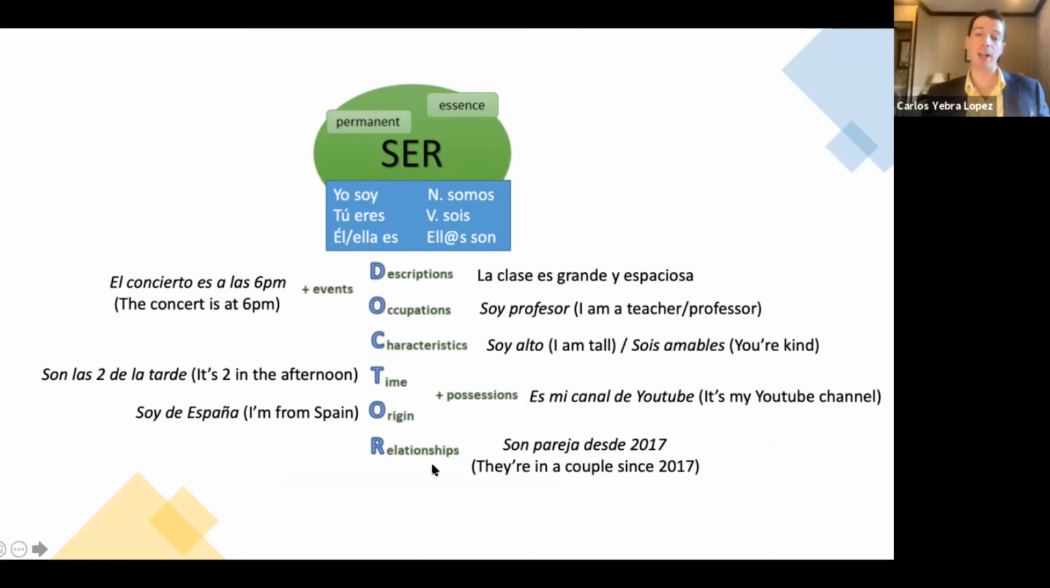And finally, relationships. We also express relationships with the verb ser. So if we want to say they are in a couple since 2017, we would say son pareja desde 2017.